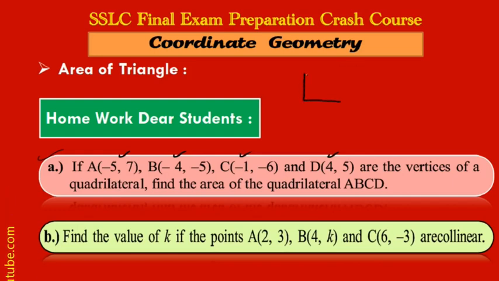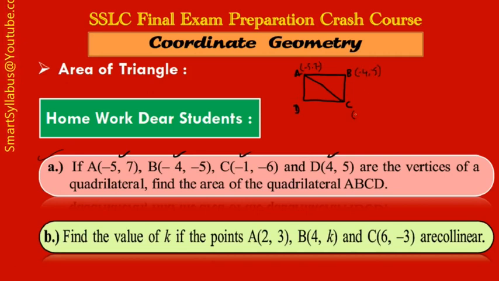A quadrilateral is nothing but a figure which has 4 sides. Now if we join the diagonal, we get two triangles, right? Call this A, this is B, this is C, and this is D. A is minus 5, 7, B is minus 4, minus 5, C is minus 1, minus 6, and D is 4 and 5.